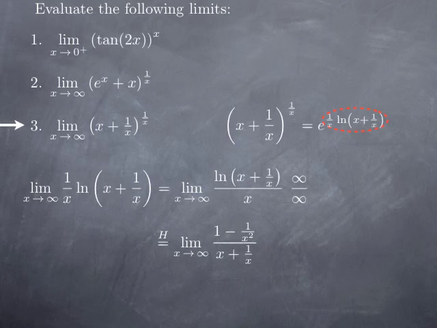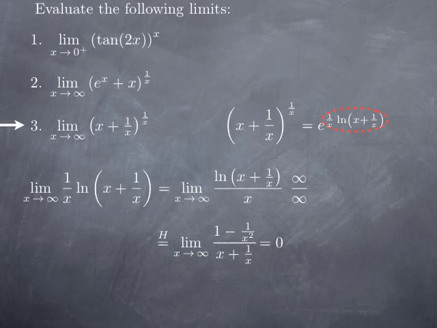The derivative of the top is the derivative of the function inside divided by the function inside. So we get 1 minus 1 over x squared divided by x plus 1 over x. If we look at the limit of this expression when x goes to infinity, then 1 over x squared goes to 0, so the top goes to 1. And for the bottom, 1 over x goes to 0 and x goes to infinity, so the bottom goes to infinity. So we have the top going to 1, the bottom going to infinity, and therefore the quotient goes to 0.